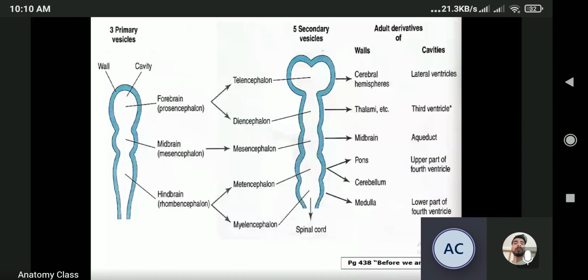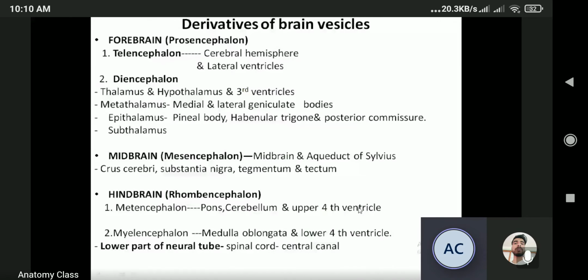Now these are the derivatives. So write it down. Telencephalon, this is the same, I just elaborate: cerebral hemisphere and lateral ventricle. Diencephalon gives thalamus, hypothalamus, and third ventricle. This is a viva question. What are the derivatives of telencephalon? It should be on the tip of the tongue. Telencephalon, cerebral hemisphere, lateral ventricle. Diencephalon, thalamus, hypothalamus, and third ventricle.